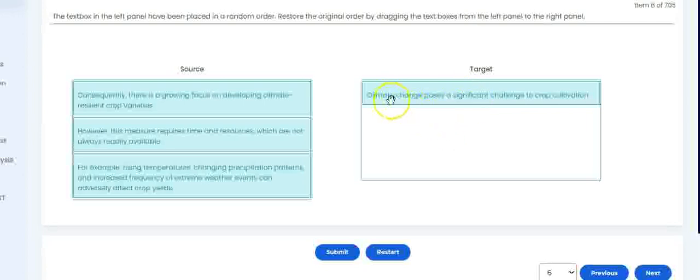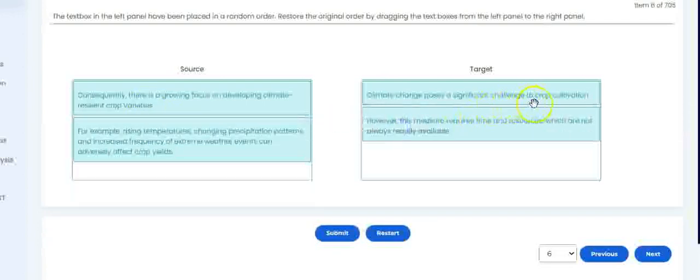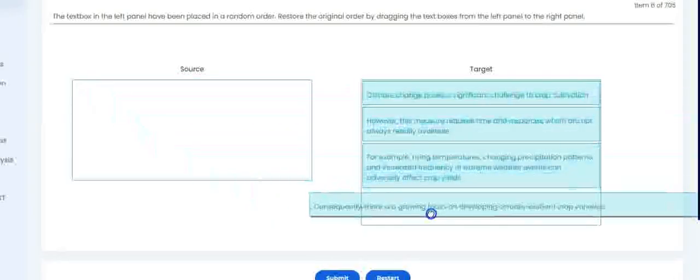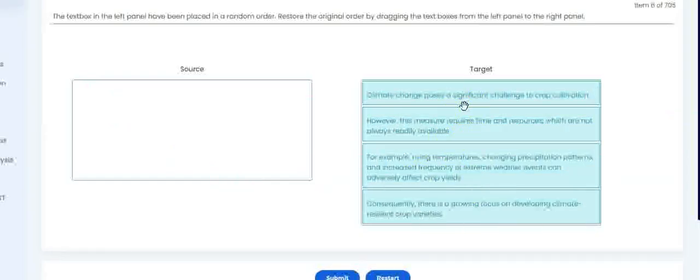Now it is saying that climate change poses significant challenge to crop cultivation. Now, could be "consequently, there's a growing focus on developing climate resilient crop varieties." "However, this measure requires time and resources which are not always readily available." "For example, rising temperatures, changing precipitation." So, consequently or however, there is something challenging in crop cultivation. Then, however, this measure requires time and resources which are not always readily available. For example, and then I can say that consequently there is a growing focus on developing climate resilient crop varieties.